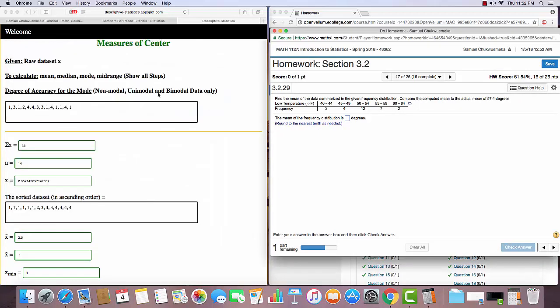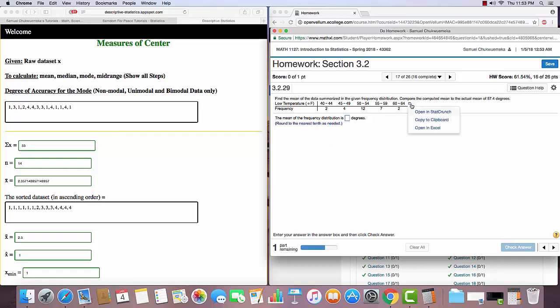Let's close this. Question 17. Find the mean of the data summarized in the given frequency distribution. Compare the computed mean to the actual mean of 57.4 degrees. This is grouped data. We did this before, in the chapter on organizing data. So this is grouped data, and they just want us to find the mean.